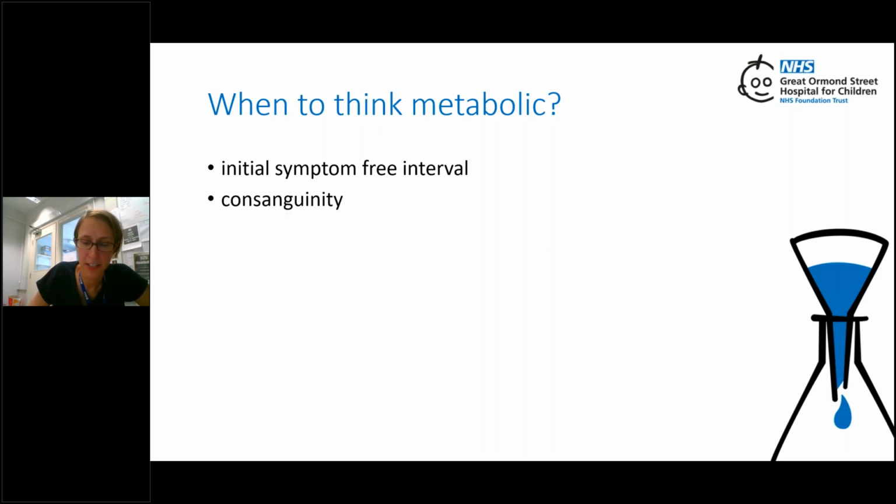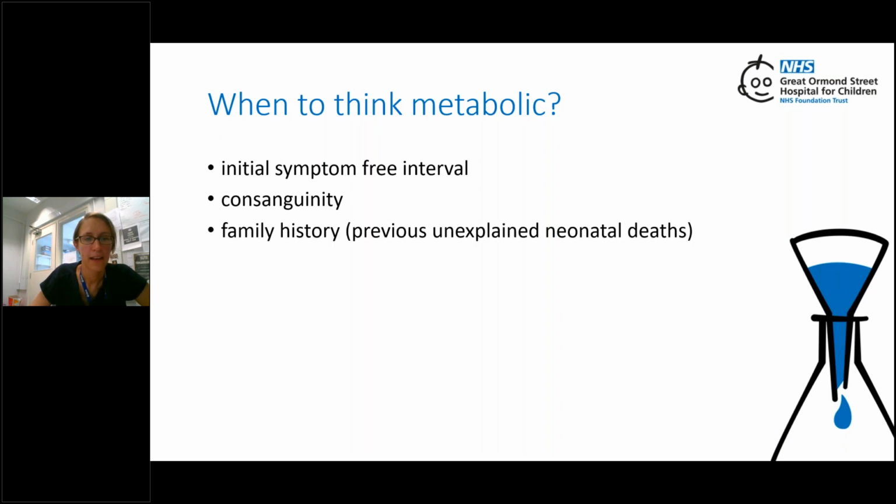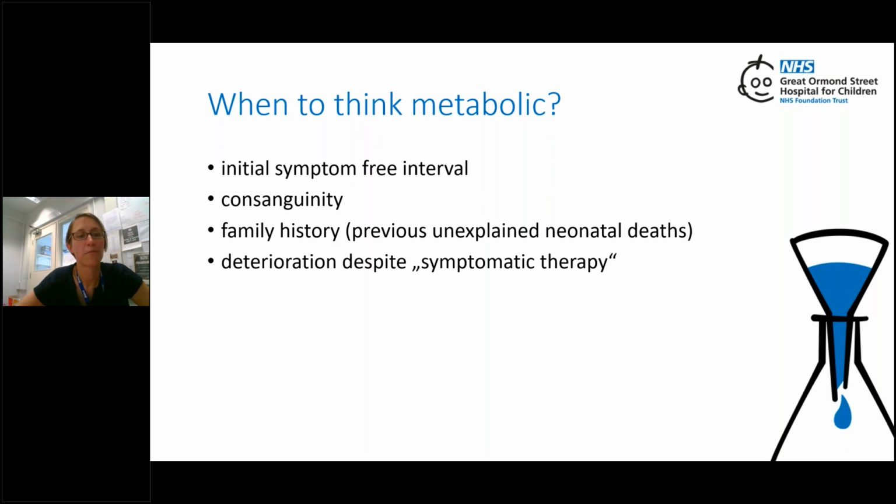Because most of these disorders are autosomal recessive, it's helpful to take a family history and ask about consanguinity, because we see these disorders more often in consanguineous families. It can be really helpful to take a good family history, because sometimes you then find out about previous unexplained neonatal deaths that may be due to a metabolic disorder. And what we find is that they often deteriorate despite symptomatic therapy. So often it's a septic baby that just doesn't improve.